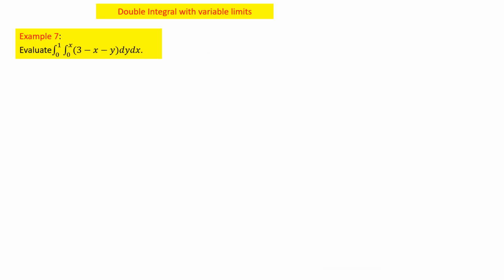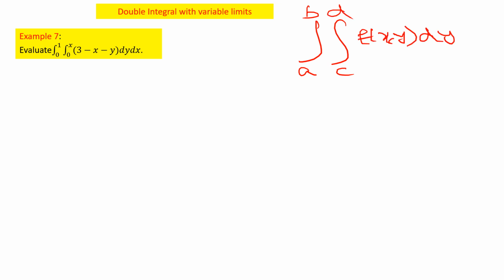Now we are going to talk about how we evaluate double integrals with variable limits. When you deal with variable limits, you need to be careful. So as I said, here we have a, b, c, d. Here you have some function f of x comma y. Suppose I have dy dx, then what is the meaning? First time with respect to y we need to integrate, second time with respect to x we need to integrate.